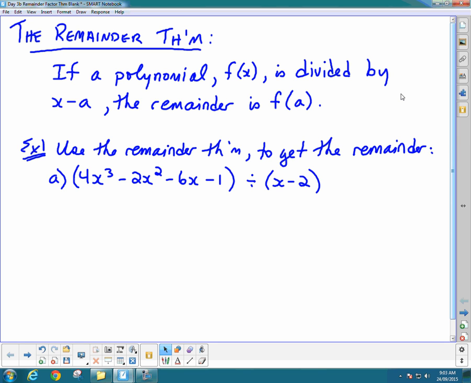So we're going to move on to something new. It's called the remainder theorem. Theorem is the short form for theorem. We'll do the remainder theorem in this video. The next one will be the factor theorem.